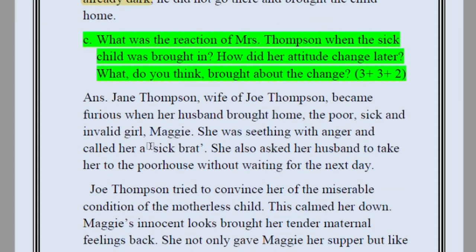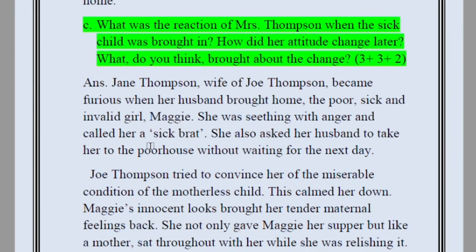What was the reaction of Mrs. Thompson when the sick child was brought in? That is Jane Thompson, wife of Joe Thompson. She became furious when her husband brought home the poor, sick, and invalid girl Maggie. She was seething with anger, extremely angry, because Joe Thompson had brought a sick brat.